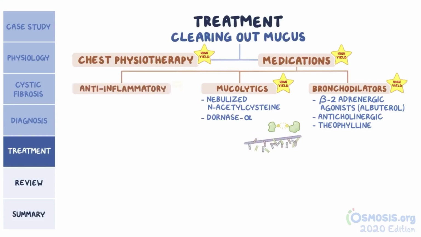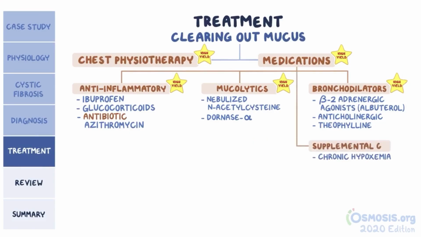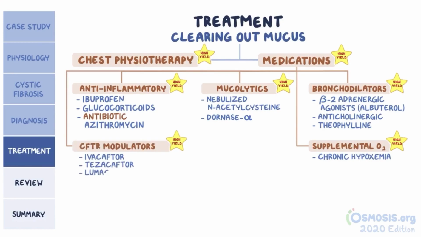Sometimes anti-inflammatory agents like ibuprofen and oral or inhaled glucocorticoids are used to suppress excessive inflammation. Long-term use of the antibiotic azithromycin is also sometimes used to diminish airway inflammation and slow disease progression and prevent CF exacerbations. In addition, some individuals with chronic hypoxemia are given supplemental oxygen. Finally, there are medications called CFTR modulators, like ivacaftor, tezacaftor, and lumacaftor, which work on specific CFTR mutations and act by boosting production, intracellular processing, or function of the mutated CFTR protein.